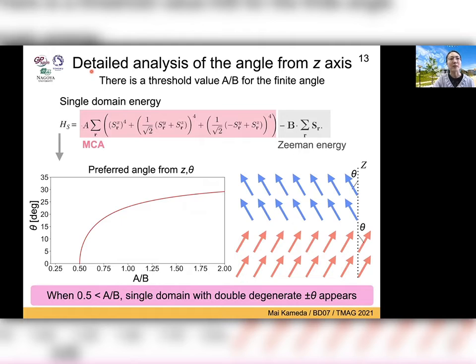Detailed analysis of the single domain Hamiltonian shows that there is a threshold value of A over B for the finite angle theta. This graph shows the relation, and we can see that the threshold is 0.5. Please note that there are 2 energetically degenerate angles, plus and minus theta.